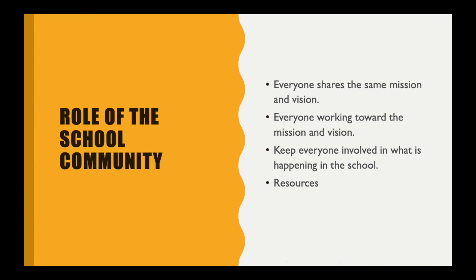Discussing the role of the school community, the first is that everyone has to have a shared vision and a shared mission. Without that, everyone is going to be going in different directions, they're going to be working toward different goals, and they won't care whether they are doing what's helping or what's hindering their own school and their own students. So they need to share the same mission and vision.